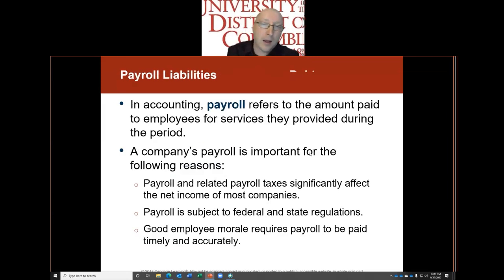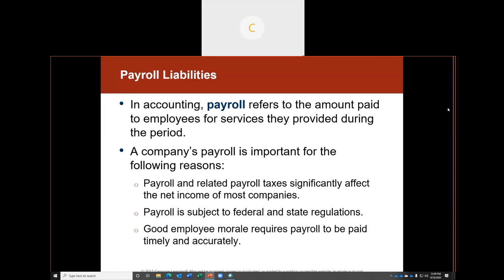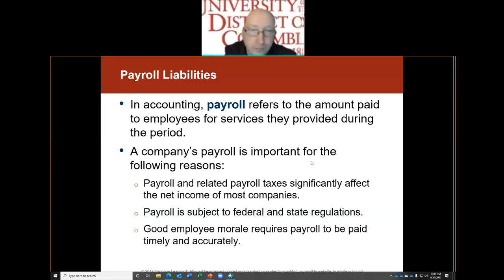Okay. Next thing I want to talk about is payroll. Payroll, as you know, is what's being paid to your employees for them working. That's payroll, right? Hopefully, we all get paid for our work, right? That's the idea. Yeah. We receive a payroll check. So the company reports payroll to pay its employees.